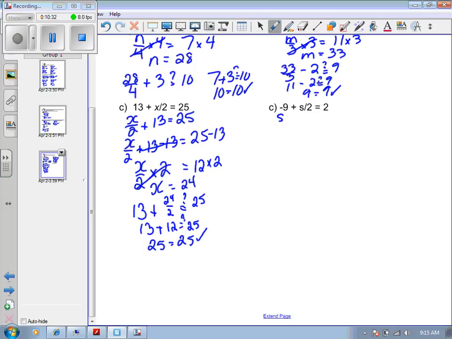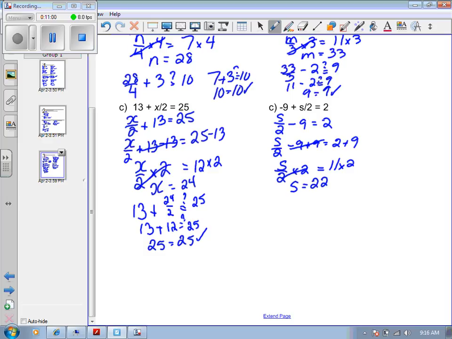Next one, S over 2 minus 9 equals 2. I need to get rid of the subtract 9, so I'm going to add 9 to both sides. These cancel out, so S over 2, leave a space, equals 11. Now I need to multiply both sides by 2. These 2's cancel out. S is now equal to 22.